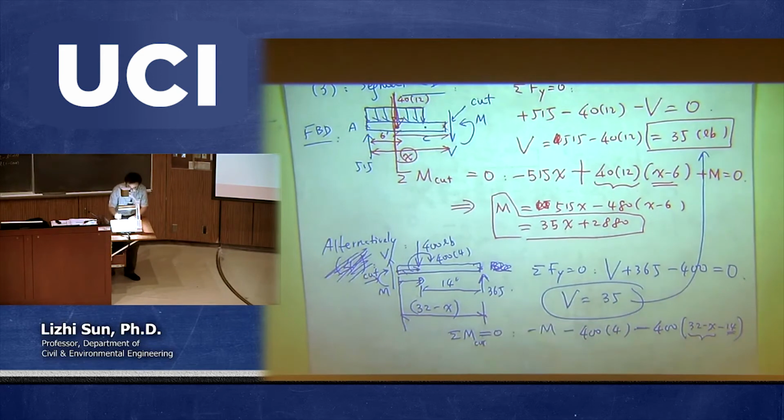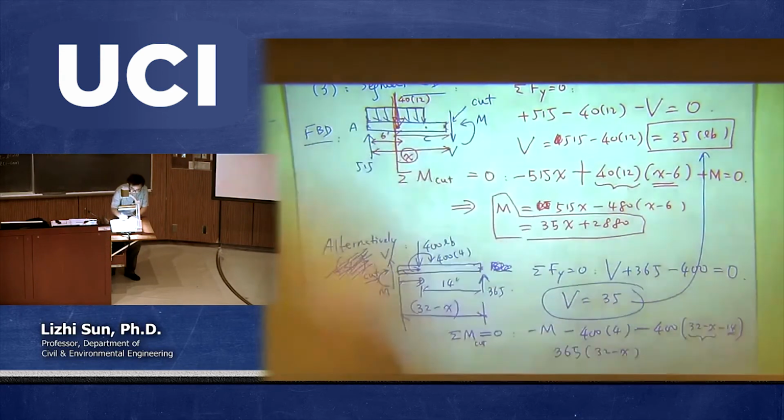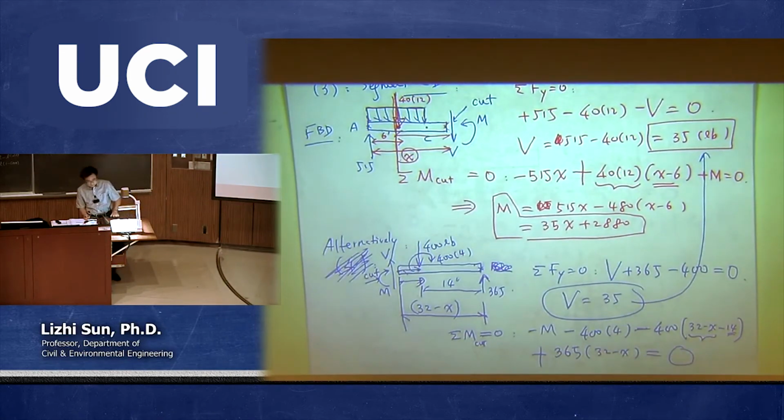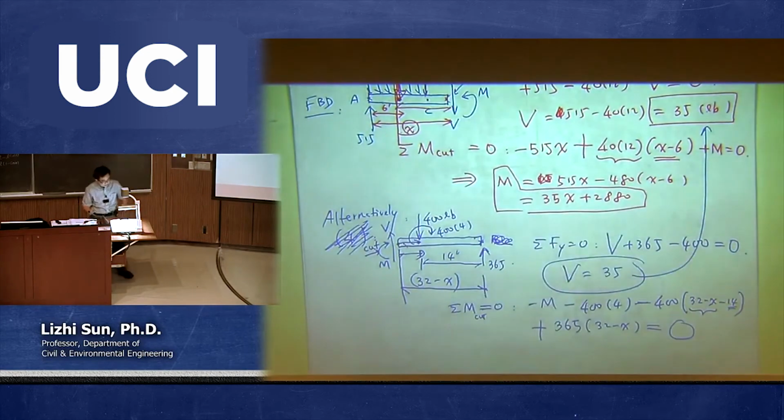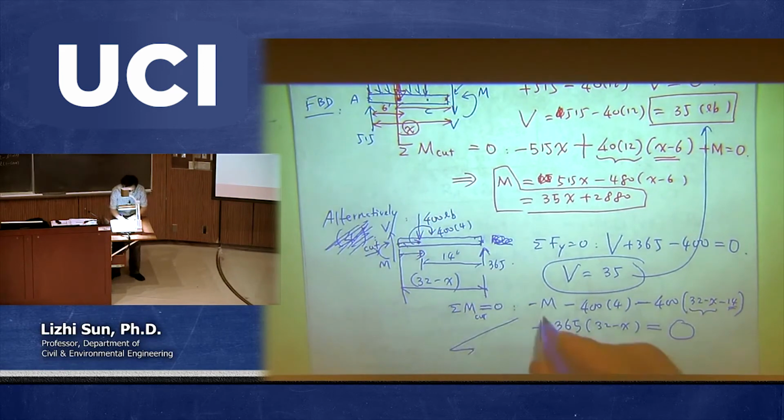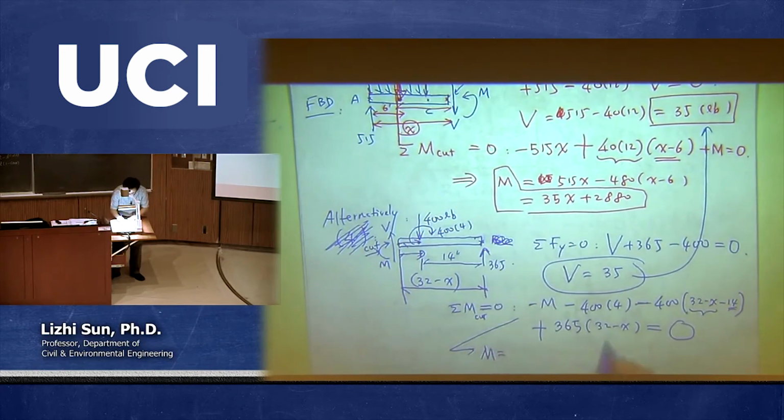And finally, you have a 365. So 365 multiplies 32 minus X. That's the moment, but this is going to be counterclockwise. That's positive. And that goes to 0. Okay? And let's simplify to see if this is the same thing. I'm pretty sure it's the same. Otherwise, there's some problem. So let's go. So take the moment to the other side. So you have a negative 1600 due to this.